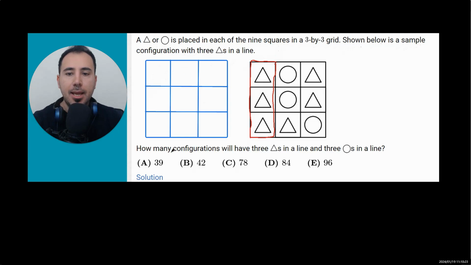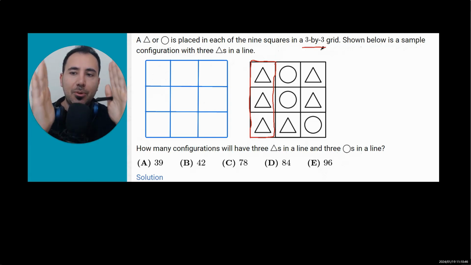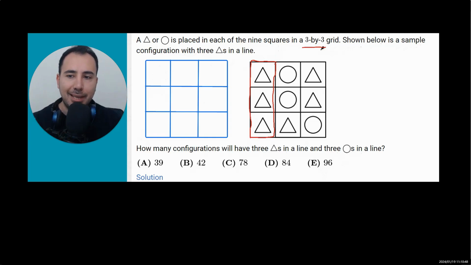How many configurations will have 3 triangles in a line and 3 circles in a line? So for this question, we need to do it vertically and horizontally, but because it's a 3 by 3 grid and the shape is symmetrical, the vertical ones and the horizontal ones are going to be the same. So we're just going to do one of them and then multiply it by 2.